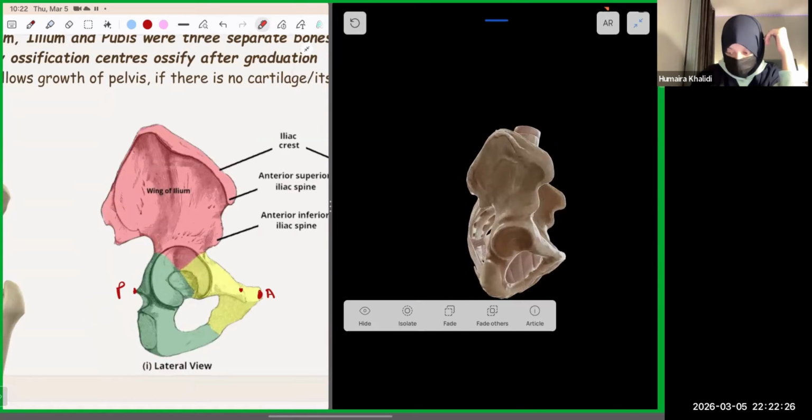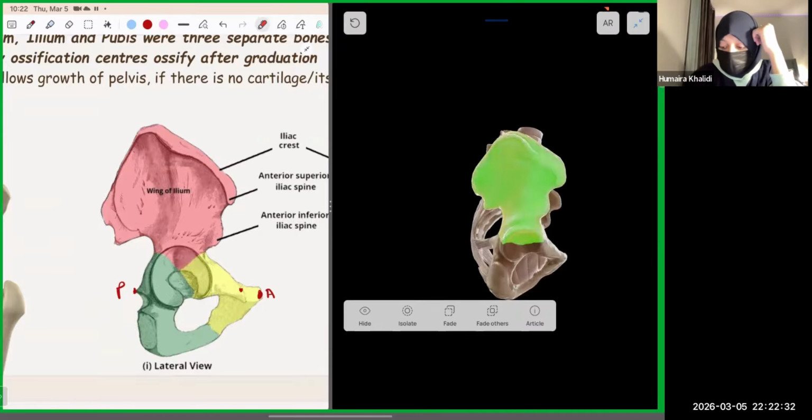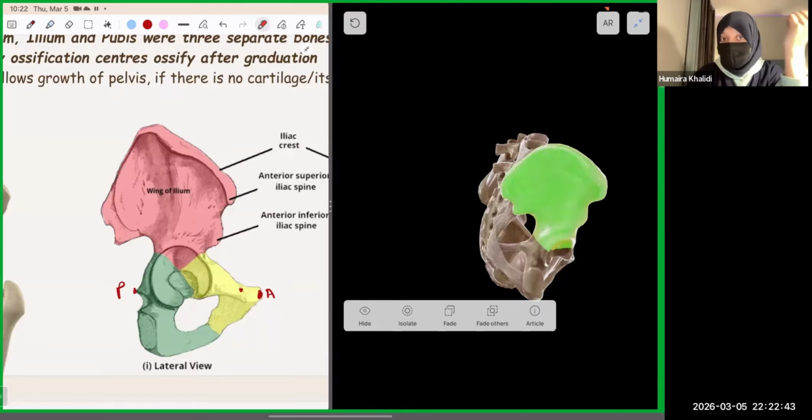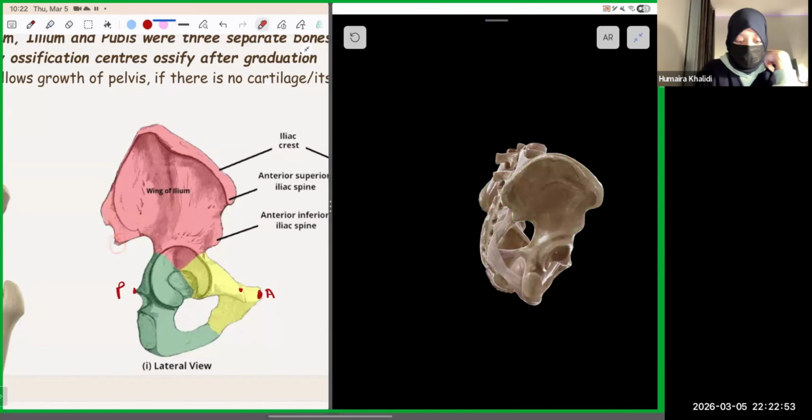So I can see the anterior superior iliac spine, the anterior inferior iliac spine, and I can see the posterior superior and the posterior inferior iliac spine. Is that good with you guys? Again, this is the anterior superior, this is the anterior inferior, this is the posterior superior, and this is the posterior inferior iliac spine. And this is the iliac crest.